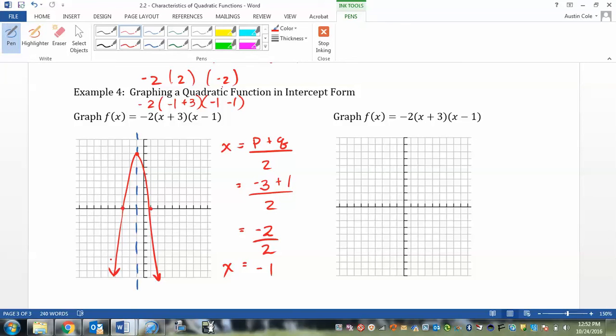Any questions there? If I recap, well, plot our x-intercepts first. Opposite of that number, excuse me, -3, +1. I then know my axis of symmetry is going to be directly in the middle. I put that in there at -1. I plug -1 in to figure out where my vertex is.